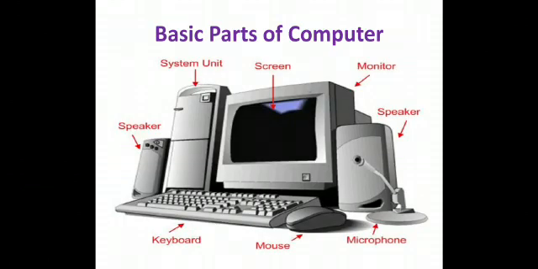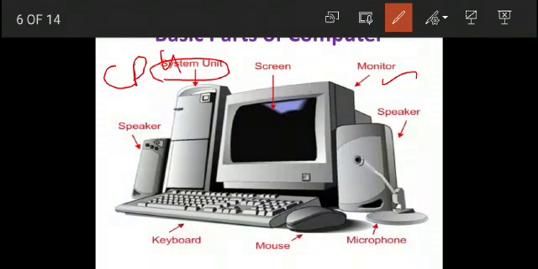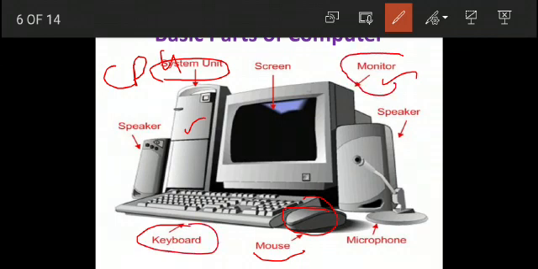So these are the basic parts of the computer. So let's revise it. Monitor. System unit is also known as CPU. So this is a CPU. Mouse. This one is mouse. Keyboard. So speak out with me. Monitor. This one is monitor, CPU, keyboard and mouse.